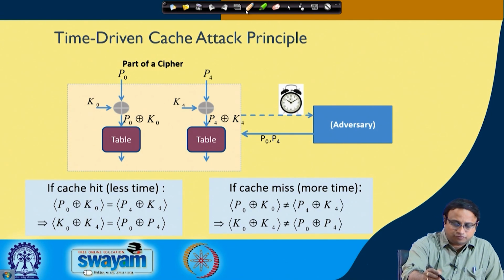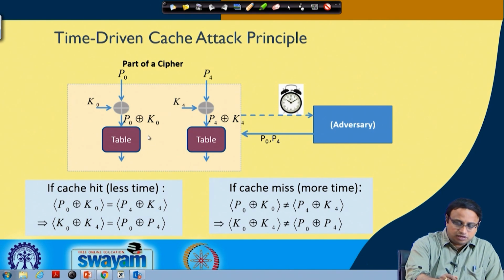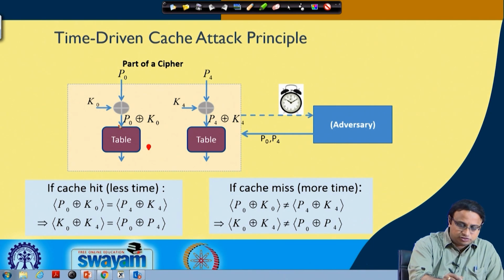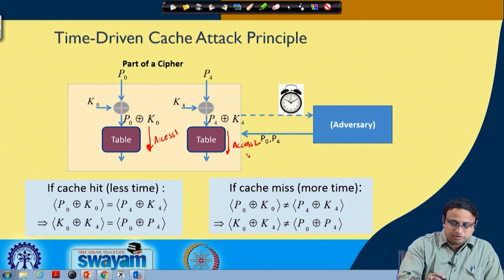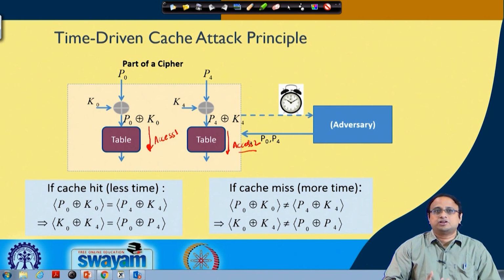The first access happens in this table, so this is your access 1, and this is the second access which happens here in this table. These two accesses are seemingly independent. But imagine that the attacker finds that the access to the second table takes a very small amount of time, and therefore he suspects that it resulted in a cache hit.